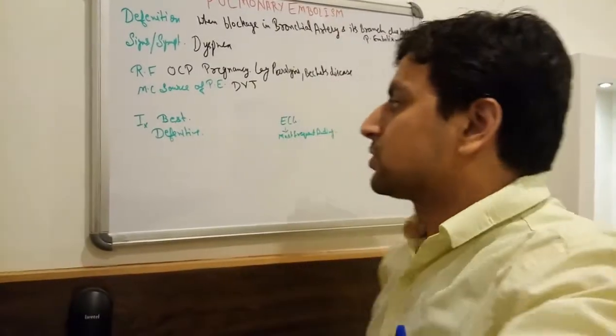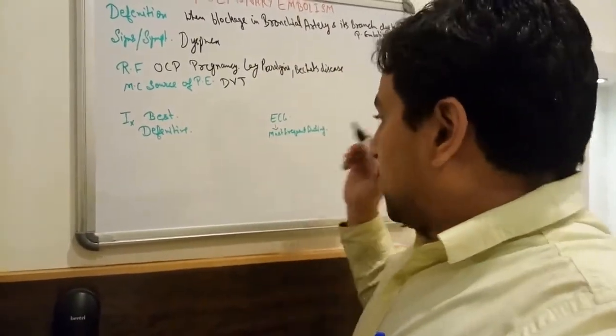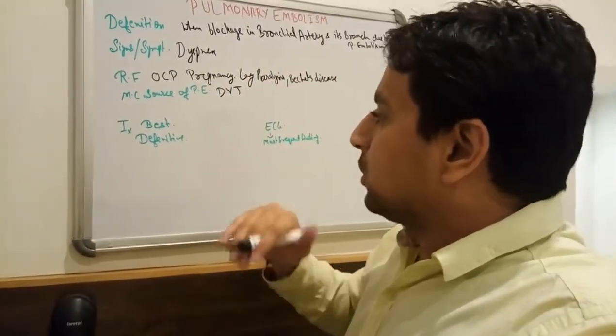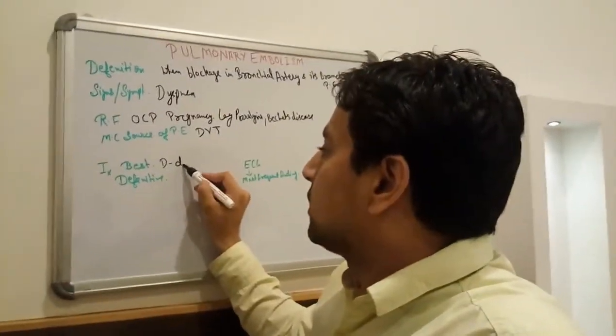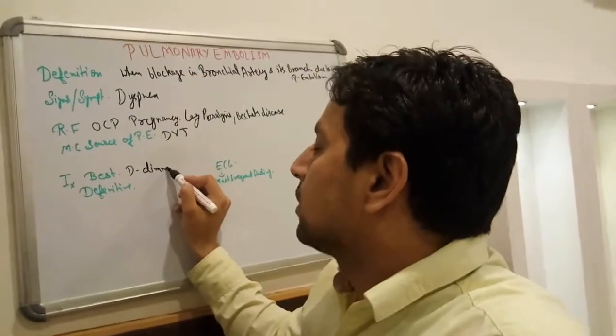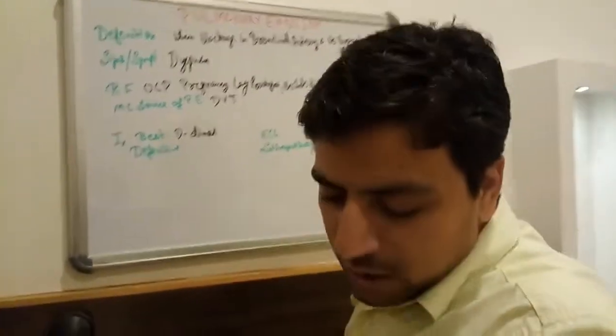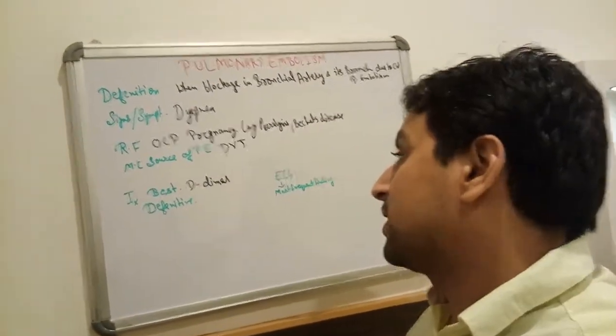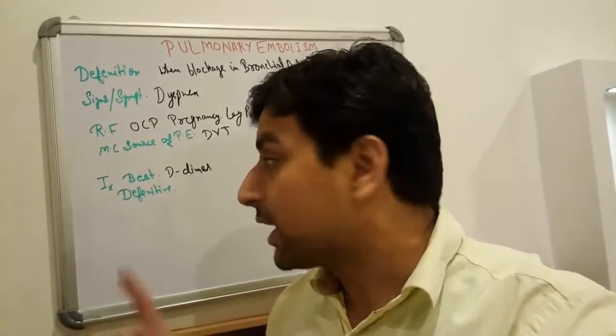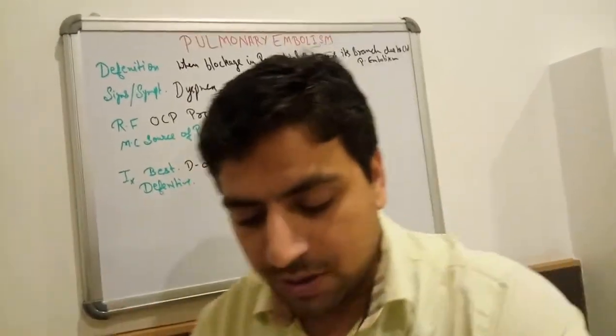Pulmonary embolism, no doubt. So my dear friends, if we want to rule out pulmonary embolism, the best test to go for is D-dimer. D-dimer is for pulmonary embolism, my dear friends. So remember D-dimer. Okay, it's the best investigation.